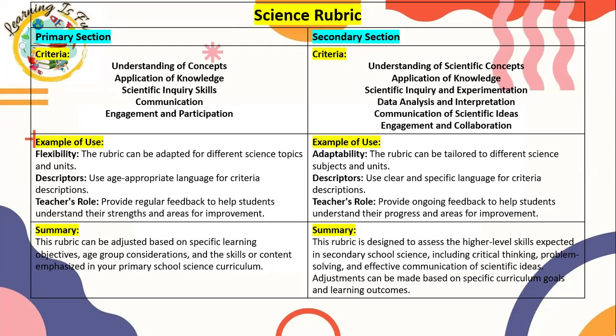For the secondary section, application of knowledge is there, understanding is there, inquiry with experimentation is there, data analysis and interpretation is there, communication of scientific ideas should be there, engagement and collaboration. Because secondary students also collaborate with each other, they can have group activities and project based activities also. So they can collaborate, and we see how well they are collaborating in their set task.